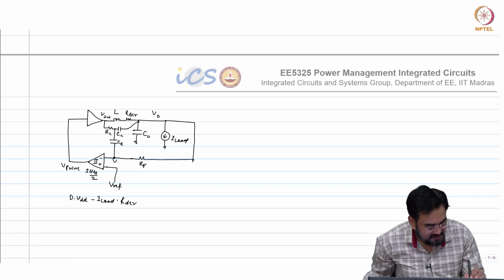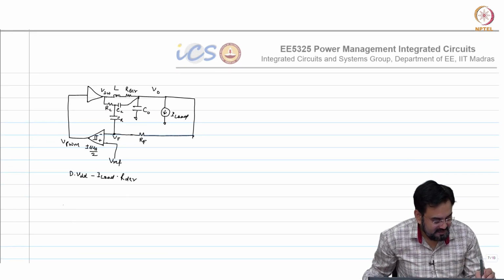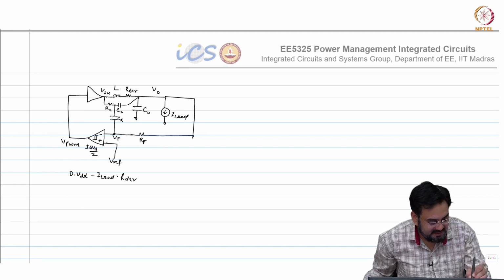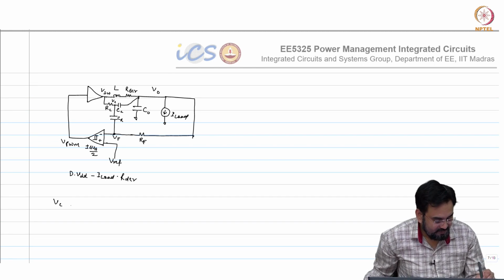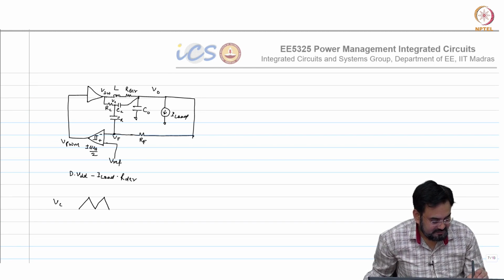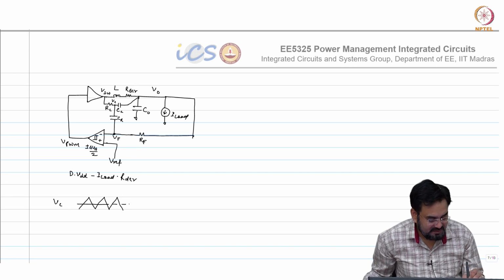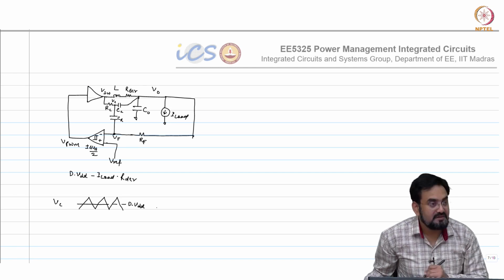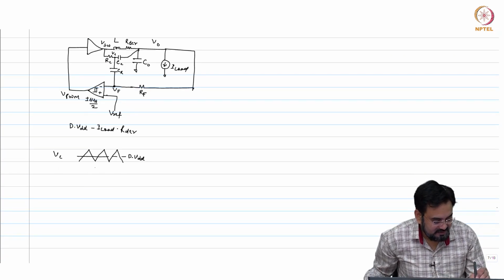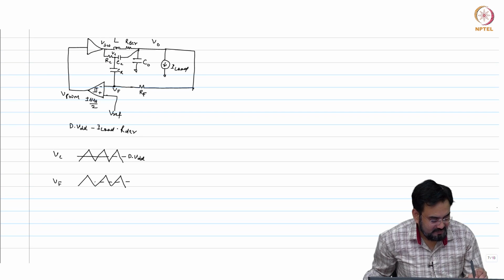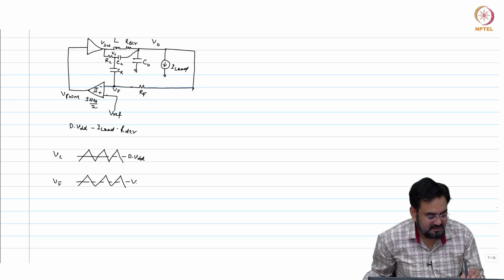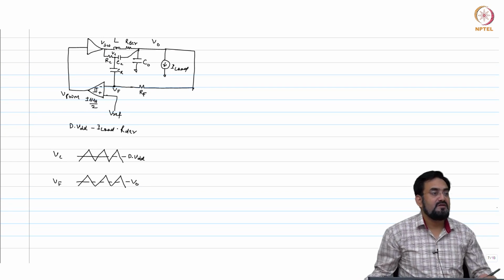So if I call it Vf, yeah, let's call it Vf. So this was your Vc, and this guy was D times VDD. What will be the average voltage of this? V out.